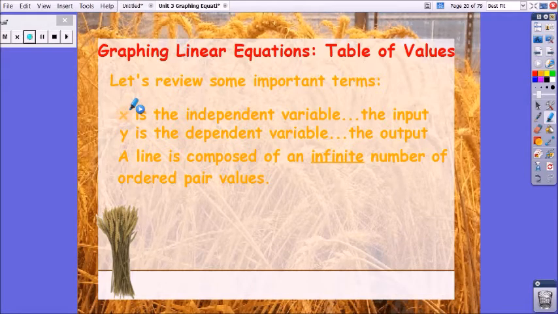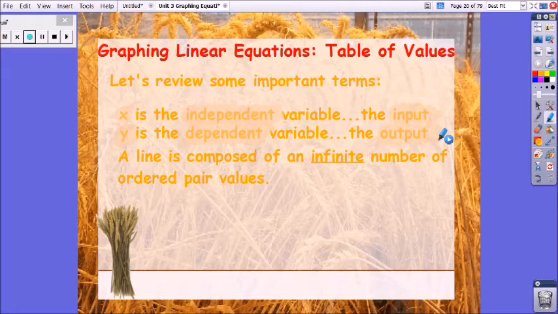Today we will begin graphing linear equations with a table of values. Let's review some important terms. Please write in your notes that the x represents the independent variable and is our input values. This means we can choose x values to plug into the equation or input into the equation and solve them for y. So let's add that y is the dependent variable, which is also known as the output.